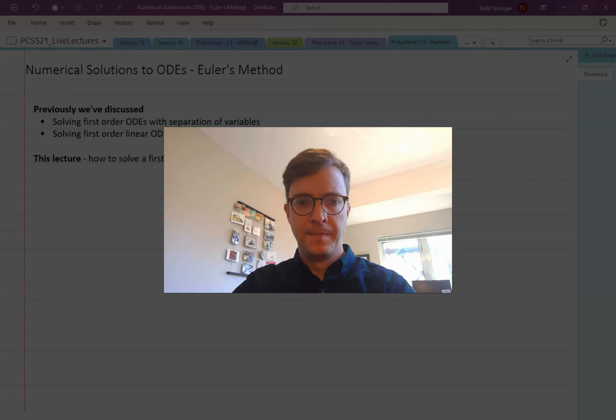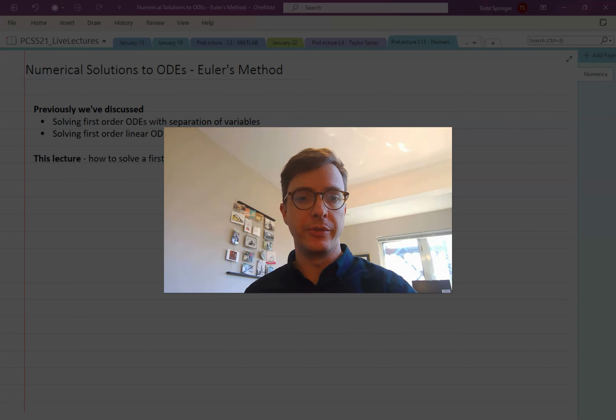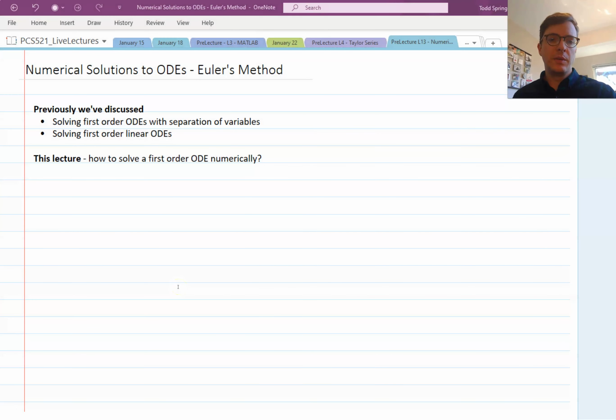Hello again, everyone. In this lecture, I want to start going back to MATLAB a little bit to learn how we can use MATLAB to solve differential equations. So previously, we've discussed how to solve first-order ordinary differential equations two ways, using separation of variables and using the method of first-order linear ODEs.